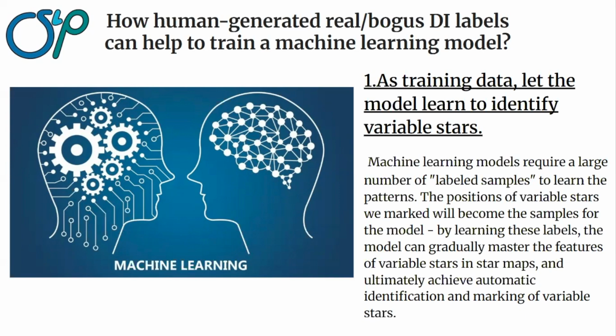By learning these labels, the model can gradually master the features of variable stars in star maps and ultimately achieve automatic identification and marking of variable stars. Next slide, please.